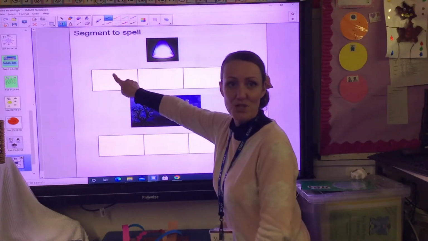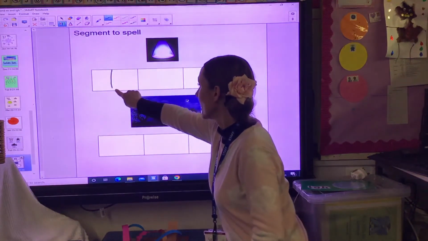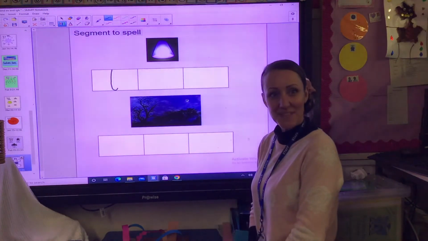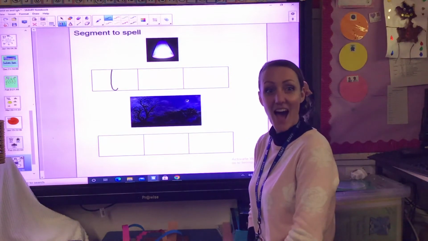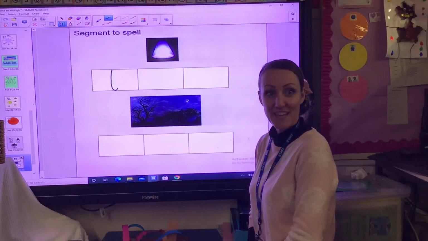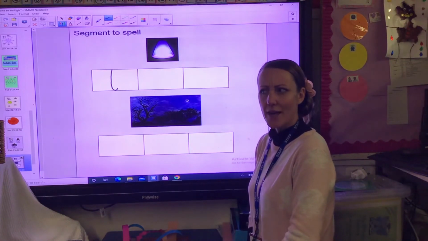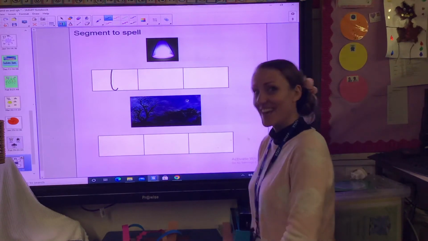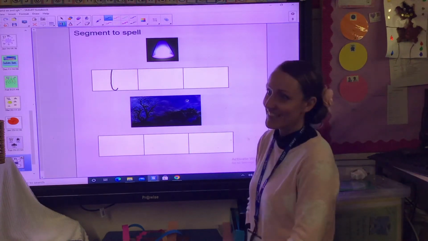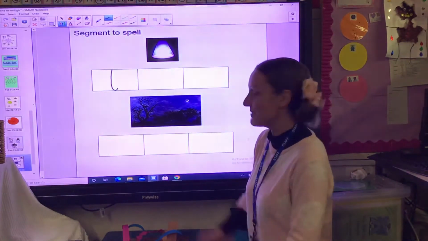L. I'm going to start at the top, long ladder down. The middle sound is the I trigraph that we've been learning. 3 letters that only make one sound. Can you remember the 3 letters? I-G-H, I-G-H says I. I-G-H says I.